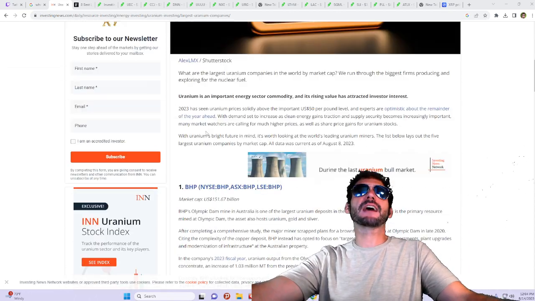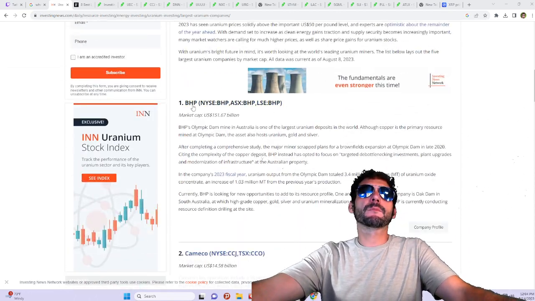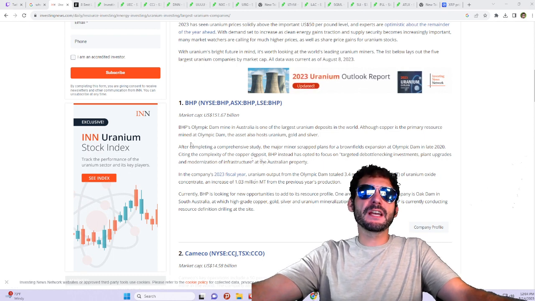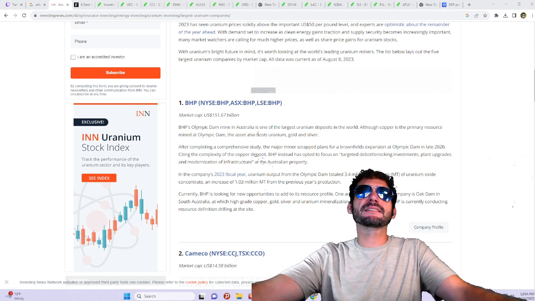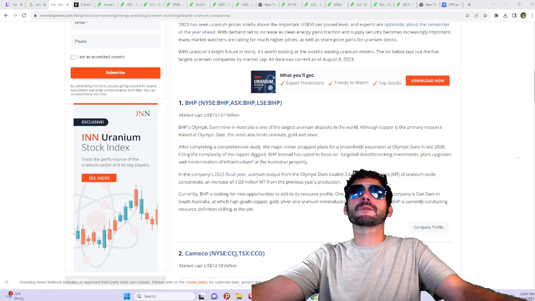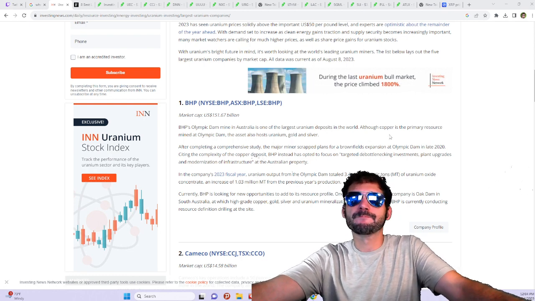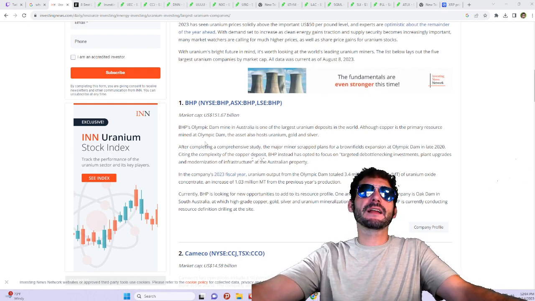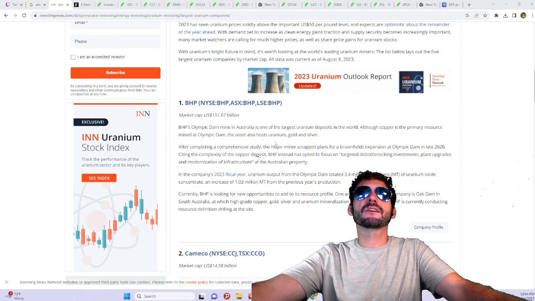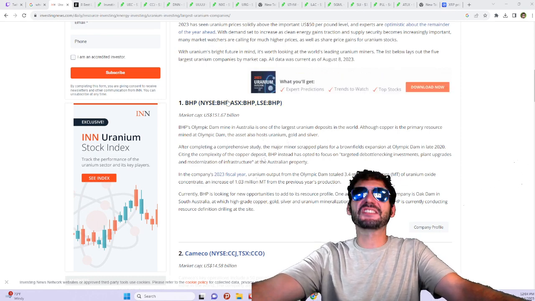Uranium. Here are the top uranium stocks. Coming in number one, they got BHP. BHP's Olympic Dam mine is in Australia. It's one of the largest uranium deposits in the world. Although copper is the primary resource mined at Olympic Dam, the asset also hosts uranium, gold, and silver.